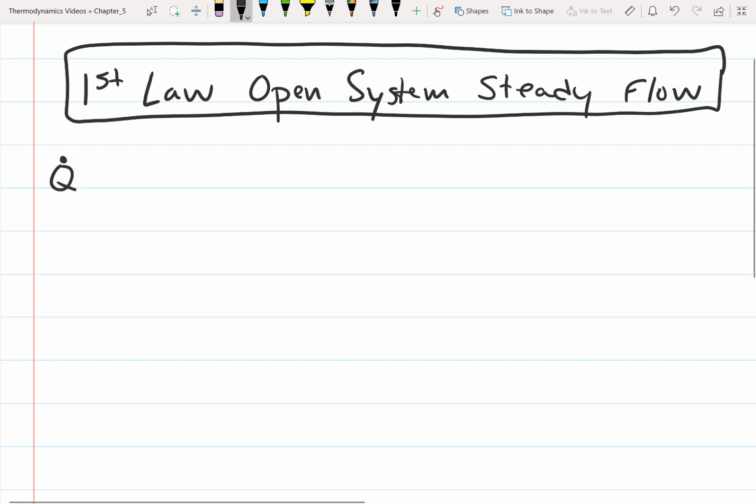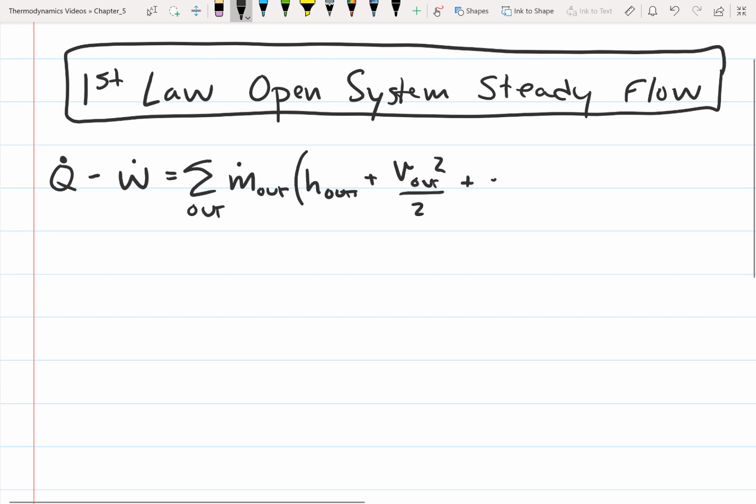So first of all, we have Q minus W is equal to, and this is if we have more than one stream out or more than one stream in, we're going to need to sum those streams. So this one's out. We have m dot out, multiplied by the enthalpy out plus the kinetic energy out plus the potential energy out.